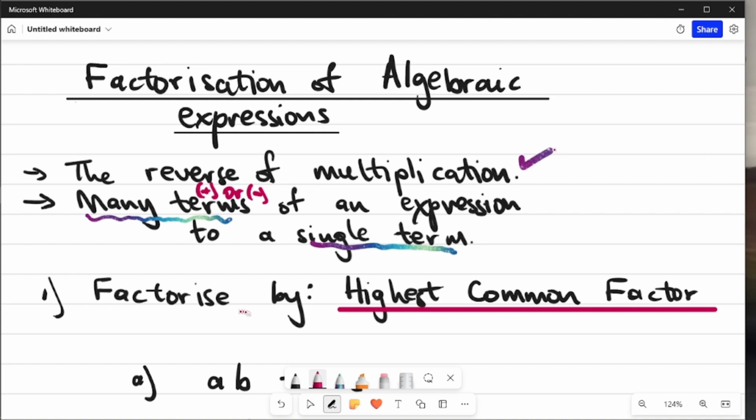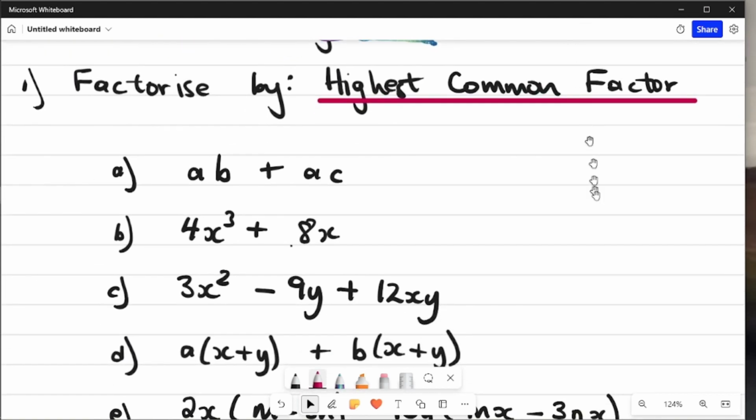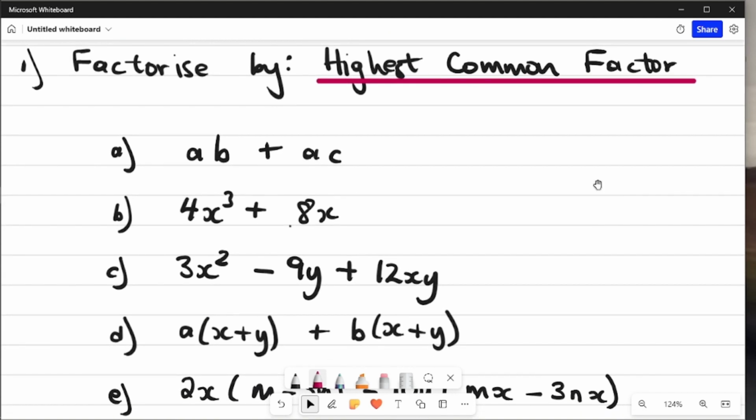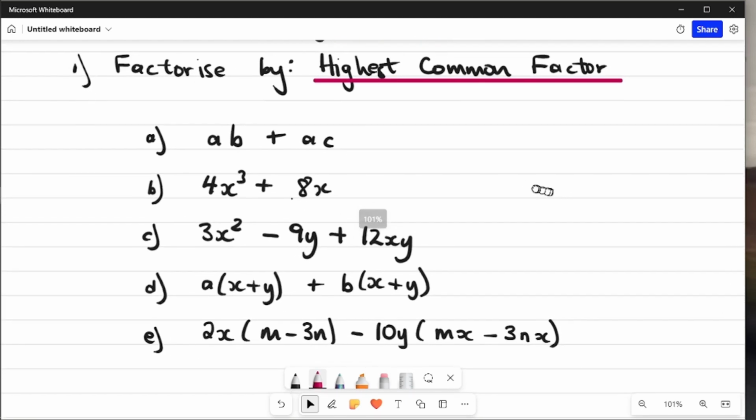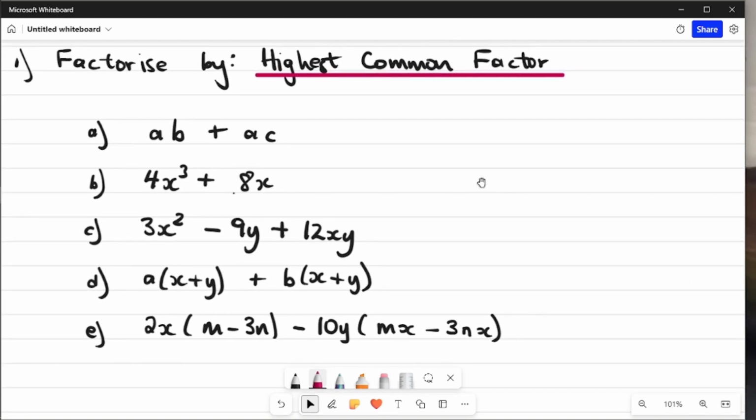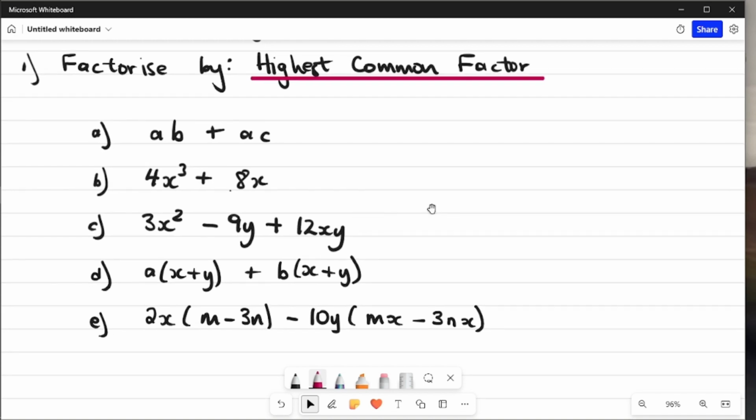There are many ways of doing factorization. The first one we are going to start with is to factorize by taking out the highest common factor. Sometimes we don't take out a common factor, but we say we take out a common bracket, and you'll see how we're going to take out a common bracket. I want you to pause the video and try out these expressions. Try factorizing these expressions and then come back to see if you know how to factorize.